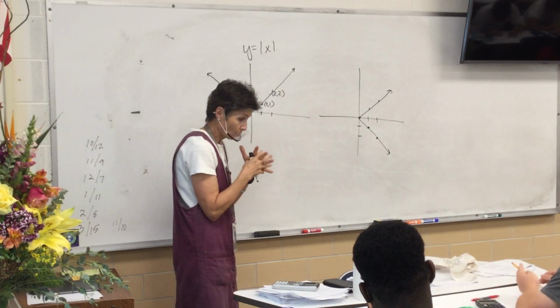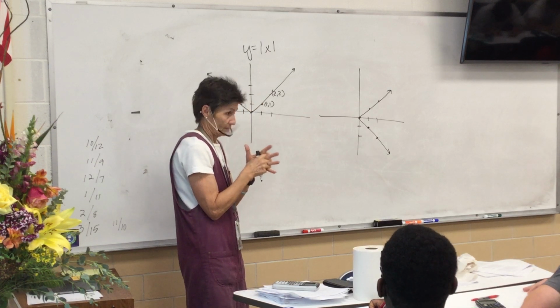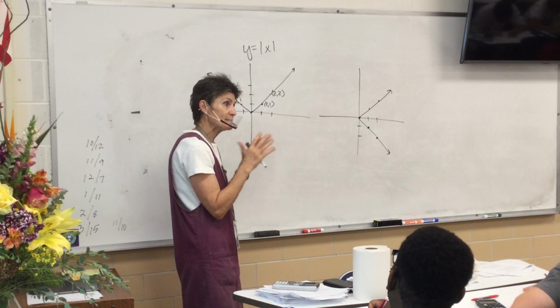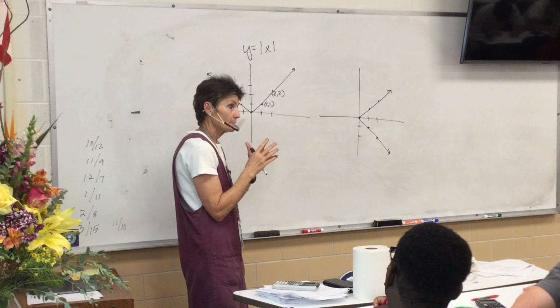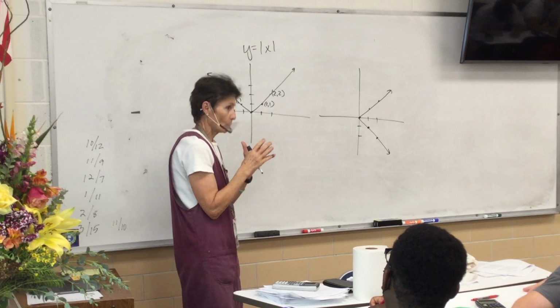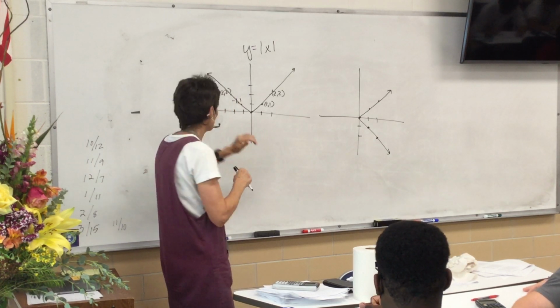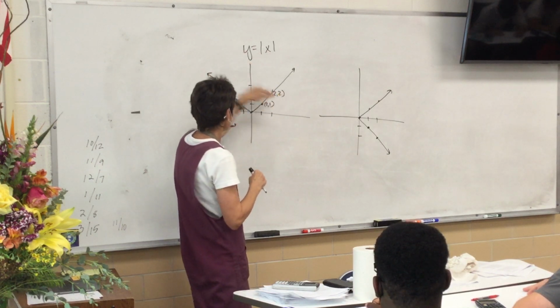What did we say 1 to 1 meant? For every x value, it has only one y value. Right, and how could we see that graphically? The horizontal line test, right? And the vertical line test had to pass both. So if you're going to be 1 to 1, you have to pass both.